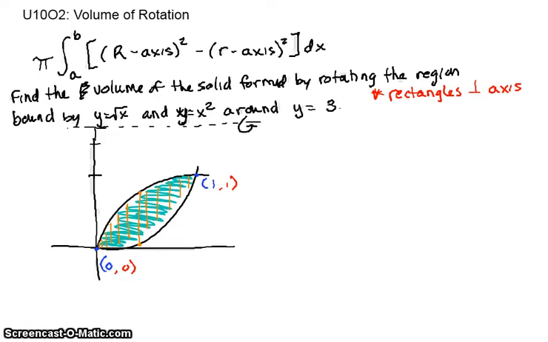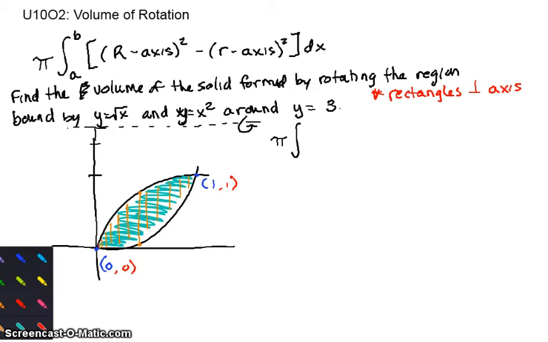So to find this, we're going to say pi times the integral from... Now we want to build our rectangles from the left to the right. So we want to start all the way to the left, so that's going to be 0. So I'm taking a blue 0 there. And we want to build all the way to the right, so that x value of 1. So we want to use x values when we're rotating this way.